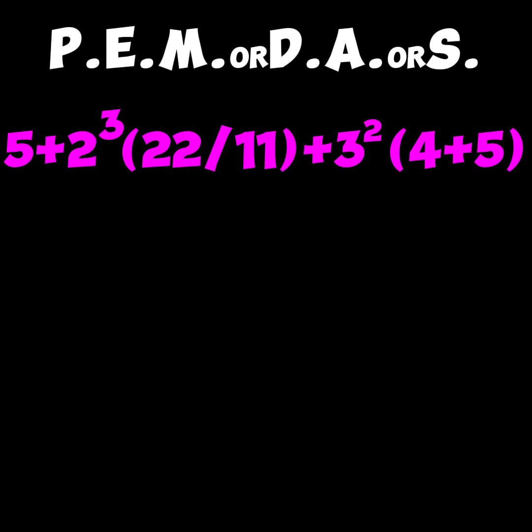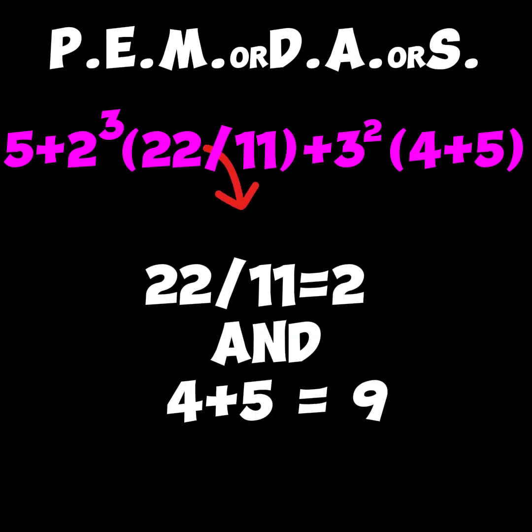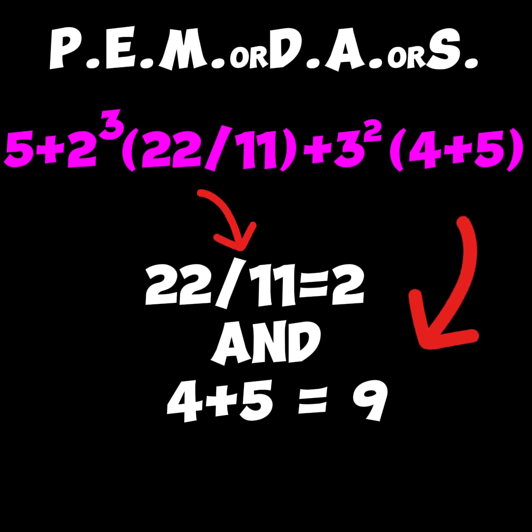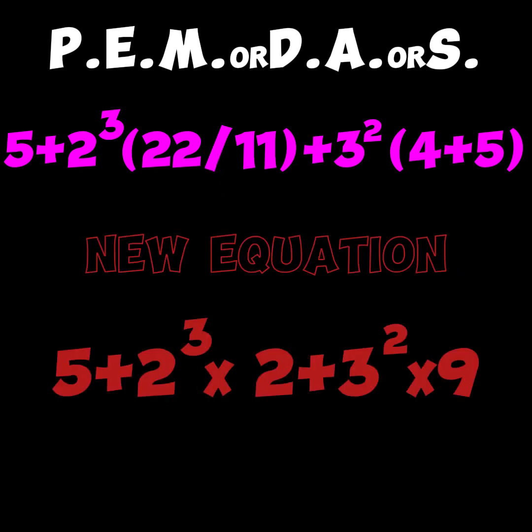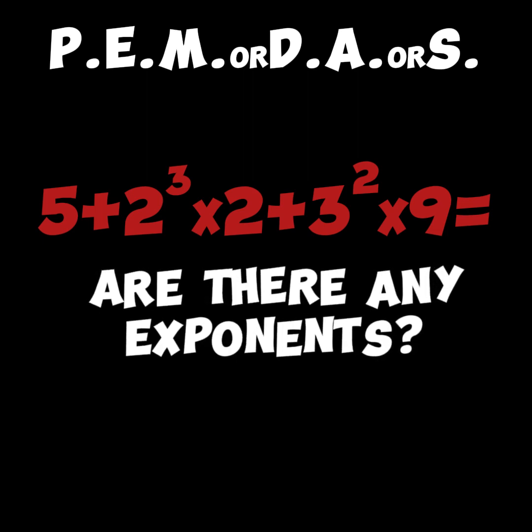First, we check for parentheses. This expression has 2, so we complete the operations inside each parentheses from left to right. So we'll start with 22 divided by 11, which is 2. Then 4 plus 5, which is 9. Now we rewrite the expression to read 5 plus 2 to the power of 3 times 2 plus 3 squared times 9.